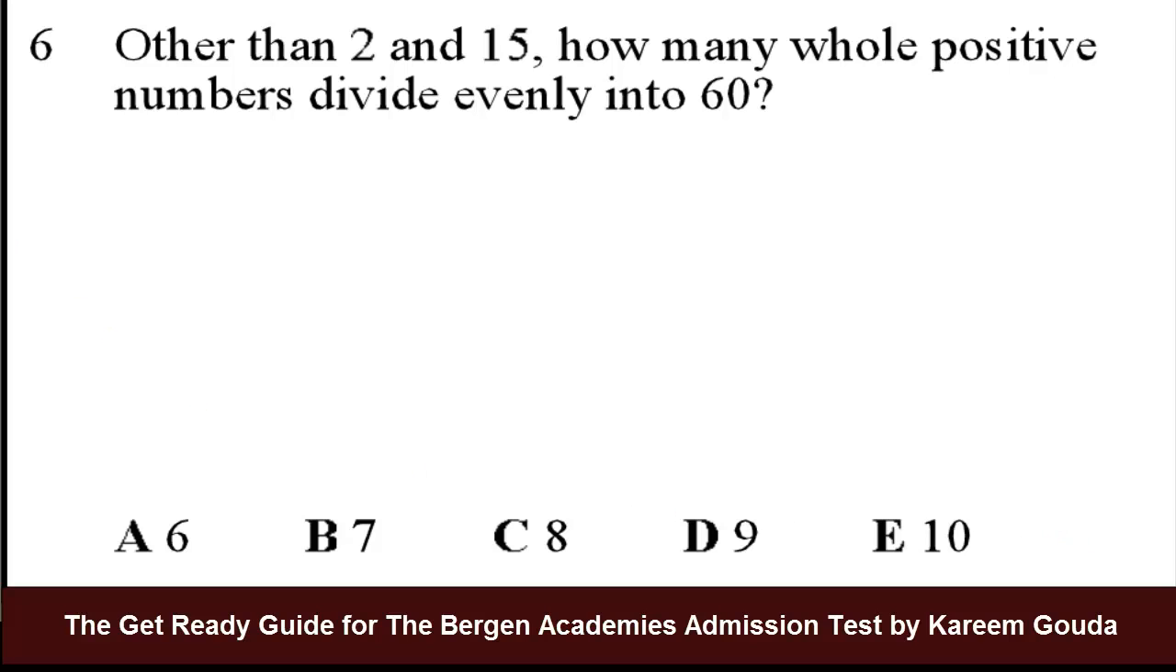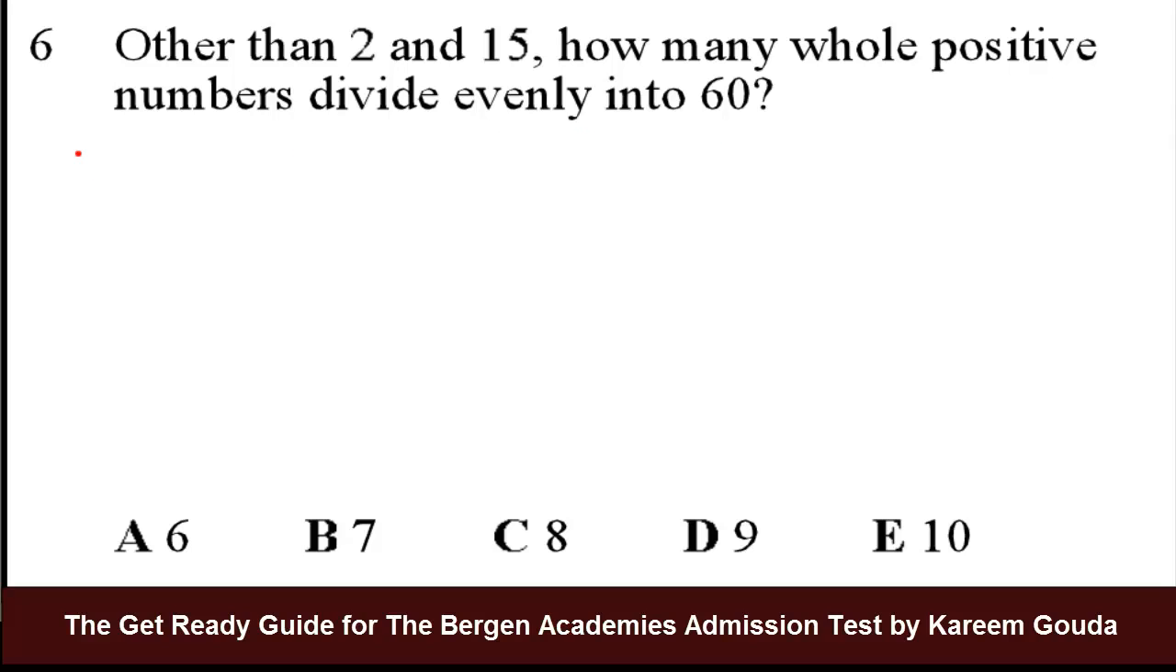Question number 6 from the Get Ready guide for the Bergen Academies admission test, practice test. Other than 2 and 15, how many whole positive numbers divide evenly into 60? So basically we're finding factors of 60.